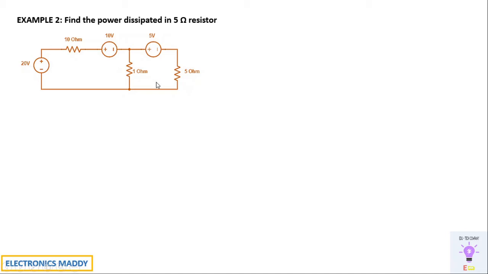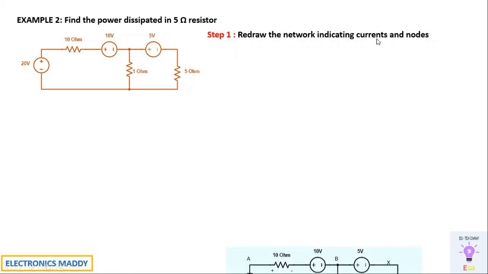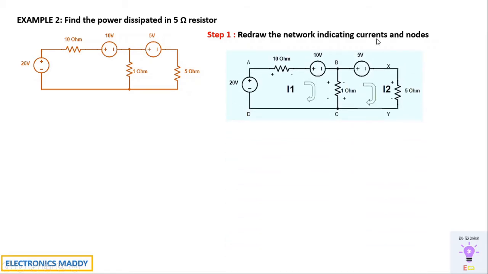Looking at the circuit, you will be able to analyze which to apply, either KVL or KCL. That will happen only through experience. You have to solve a lot of problems, but in this case, to show you a suitable demonstration, we will be applying KVL. So first step, as indicated in our previous problem, we have to redraw the network indicating currents and nodes. So this is our redrawn network.